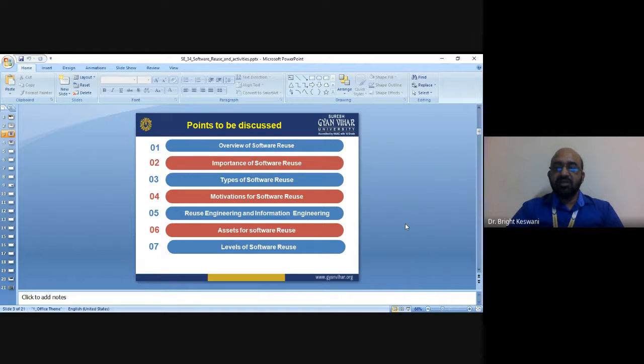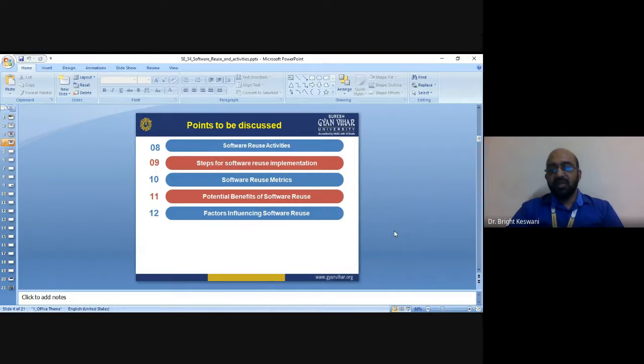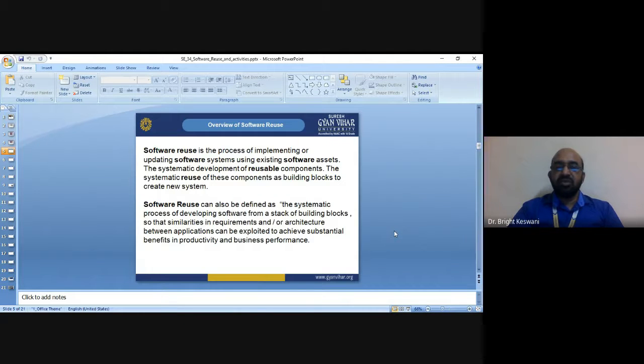We will discuss various levels of software reuse and planning for software reuse. There are several software reuse activities, so we will discuss all the activities briefly. Then we will discuss various steps for software reuse implementation. We will discuss software reuse metrics and potential benefits of software reuse. And at the end of this lecture, we will discuss various factors influencing software reuse. So let us start with the overview of software reuse.